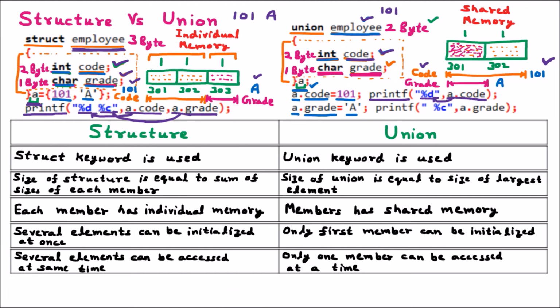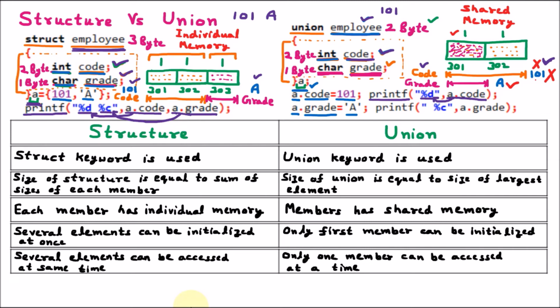We can see that here the first byte is overlapped because of the shared memory, and that was used by the previous value which was 101. So that means that value is either corrupted or lost. So when the second element value is initialized, the previous element value is lost or corrupted. That is because of the shared memory, and because of this shared memory, we can only initialize one element at a time and we can access the element only one at a time.